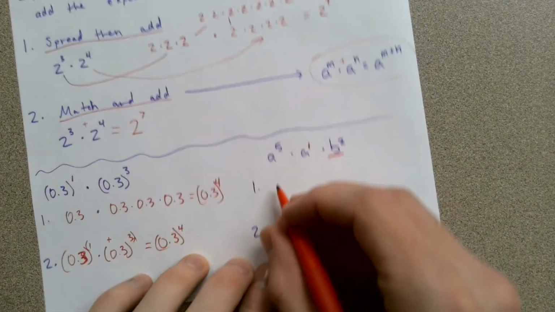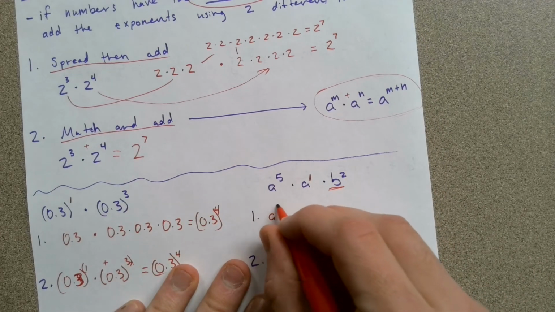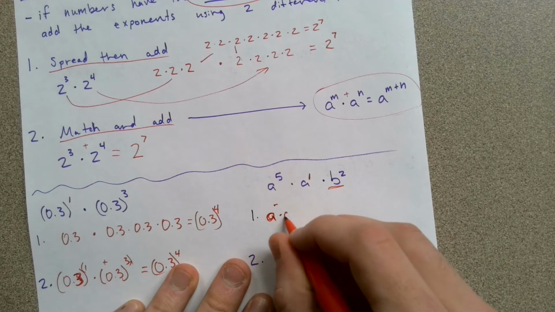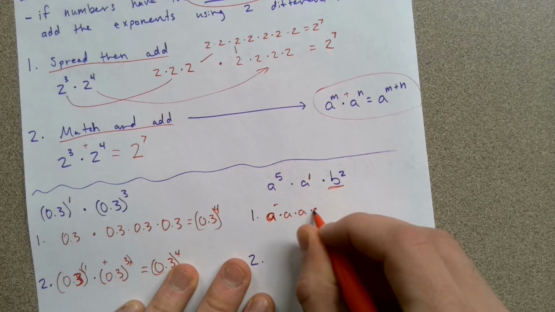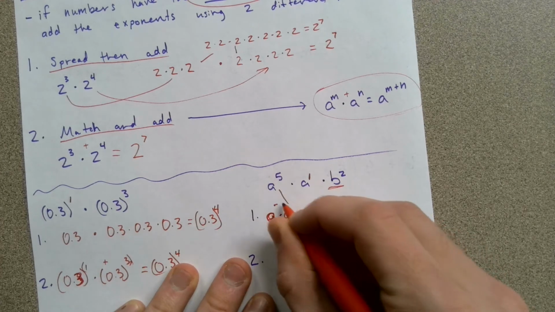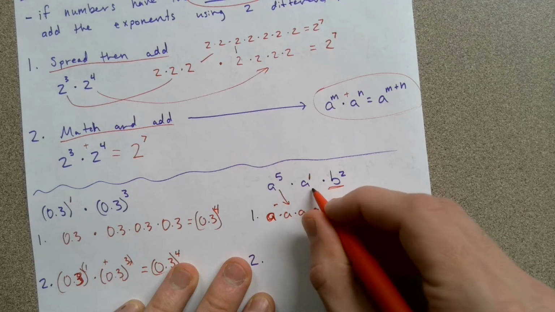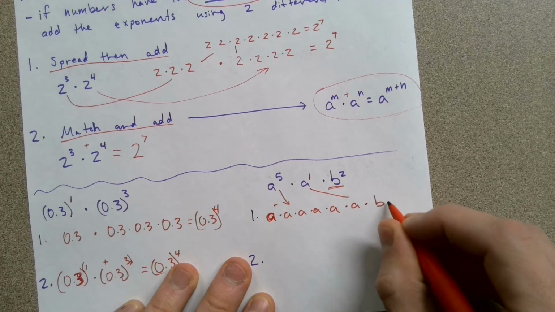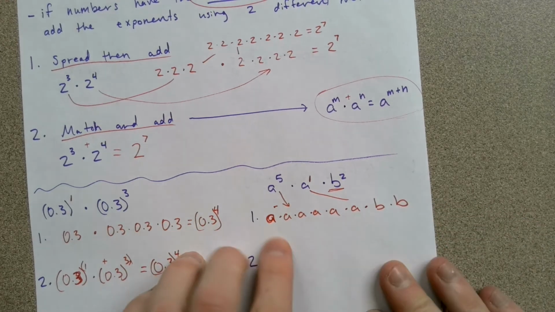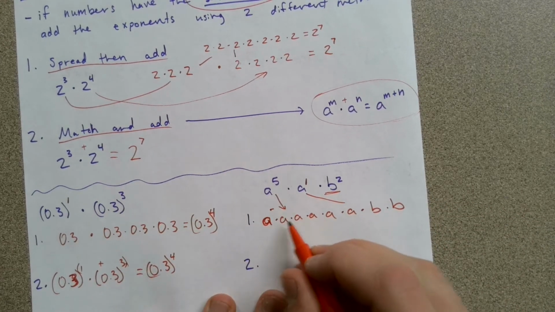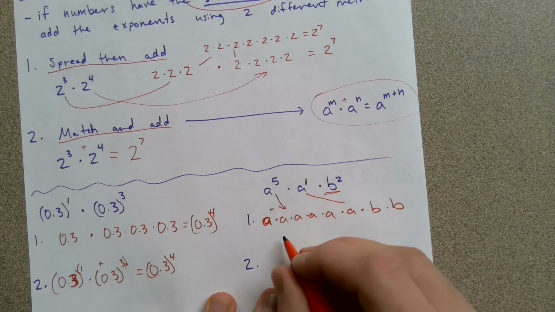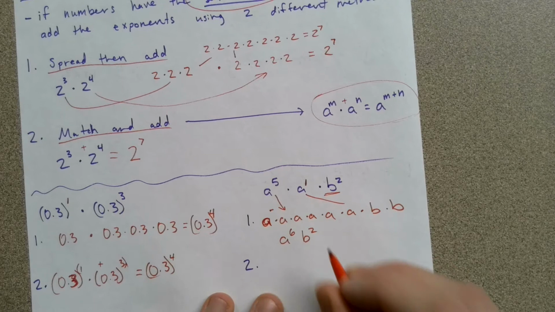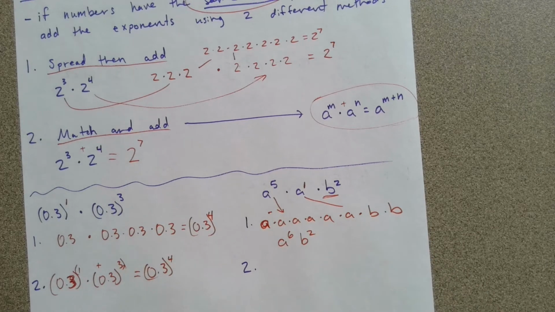So let's start with the split up method here. I'm just going to do a times a times a times a times a. There's our a to the fifth. We got our a to the first times a times b times b. You know how to do the rest. Connect those back up. We got 1, 2, 3, 4, 5, 6. A to the sixth, b to the second. Nice.